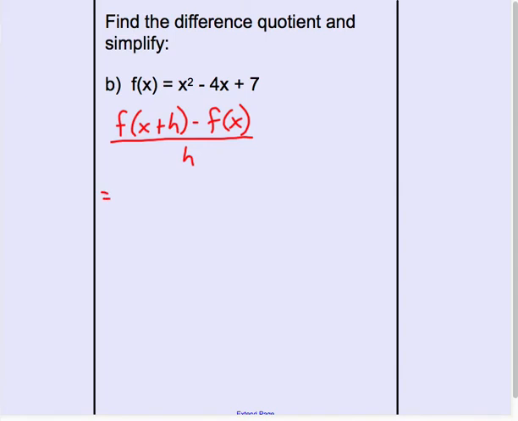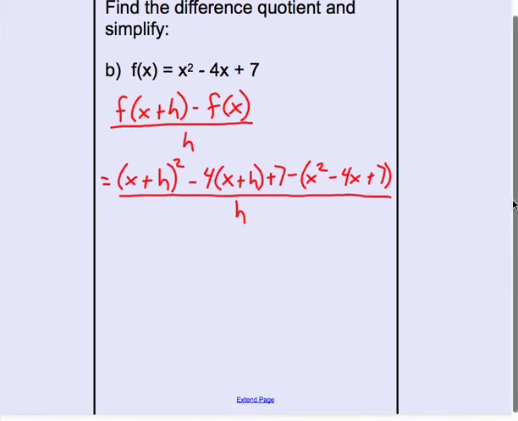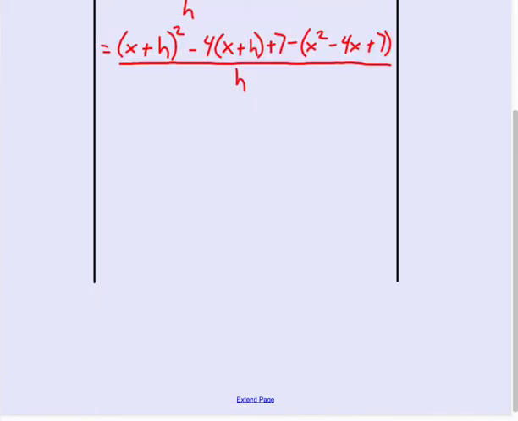Substituting x plus h everywhere we see an x in our function, we have x plus h quantity squared, minus 4 times the quantity x plus h, plus 7, minus, now this time f of x isn't a single term, so I'm going to put the whole function in parentheses. We'll have to distribute that square, we'll have to distribute the minus sign when we start to simplify our numerator, all over h.